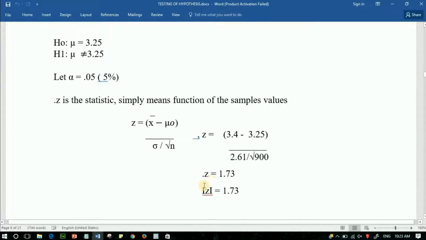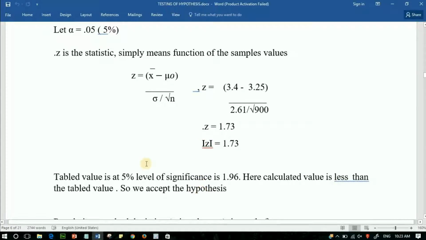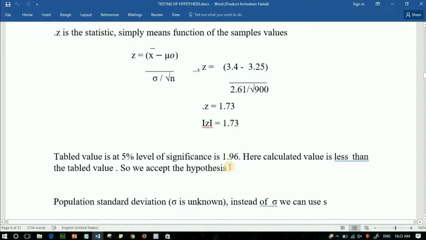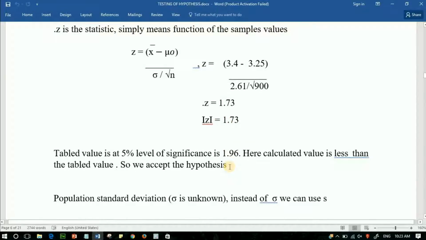In all hypothesis testing, we take the modulus value, the absolute value, whether it is positive or negative, we take the positive value. That is, modulus of Z, or absolute value of Z, is equal to 1.73. Then, as already discussed, at the 5% level of significance the table value is 1.96. Look at this: 1.73 is less than 1.96, so we accept the hypothesis.